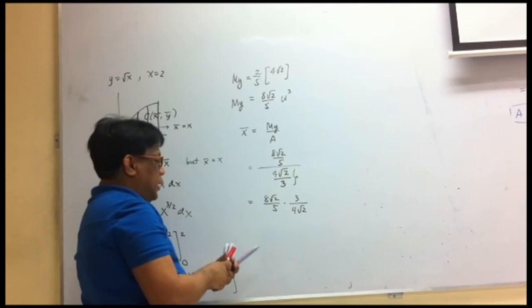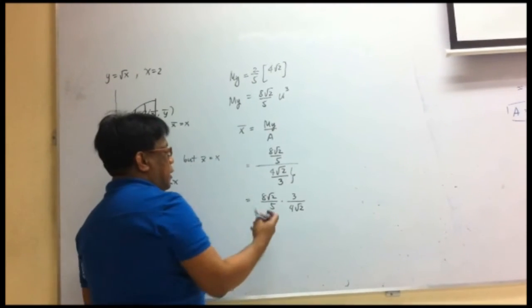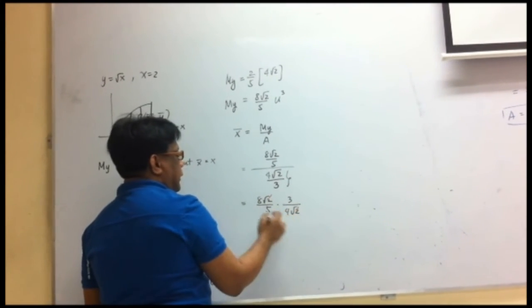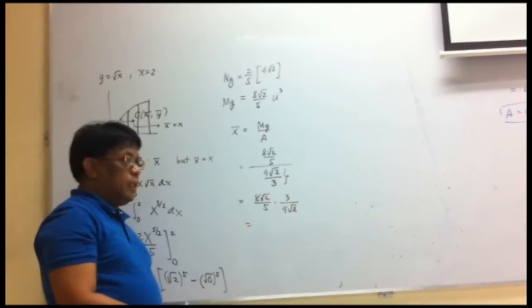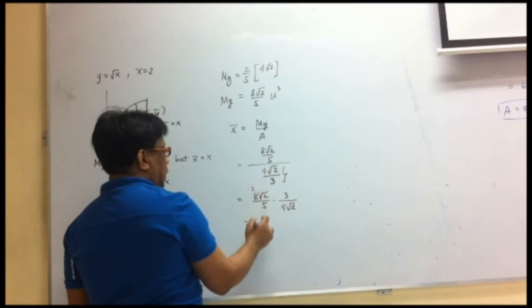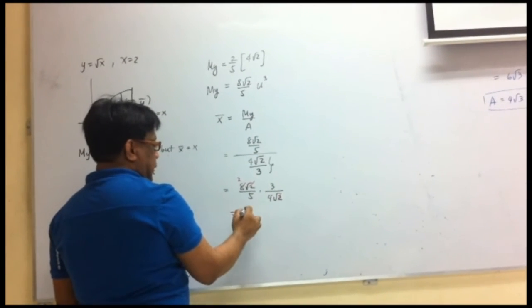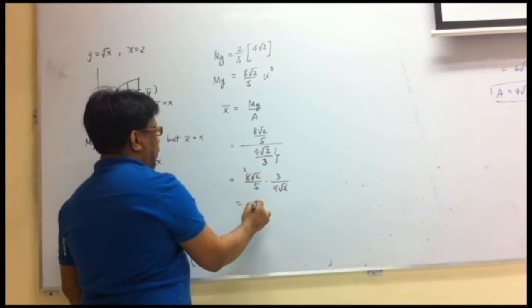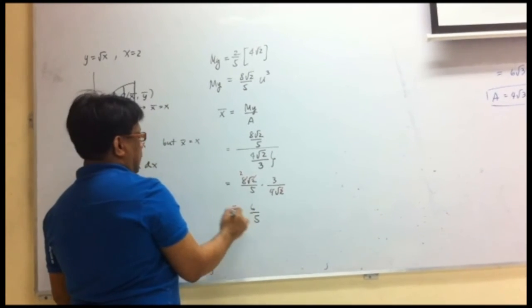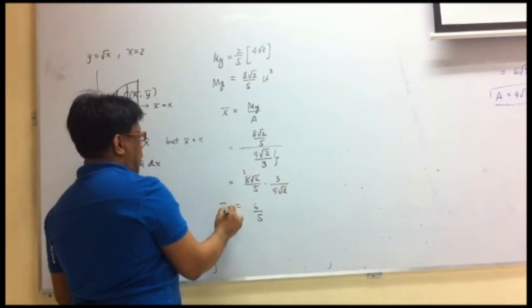As you can see, we have cancellation of common factors, and then we also have 8 and 4. What is then the answer? This is now 6 over 5. So that is now your bar x.